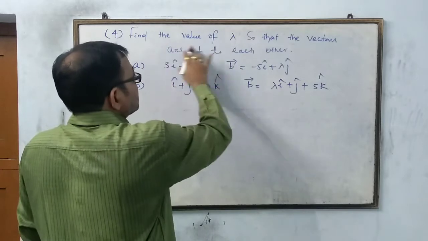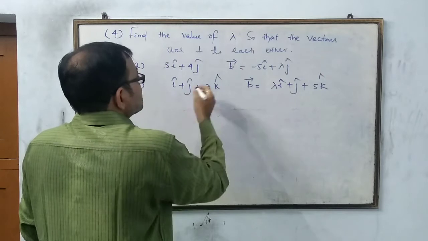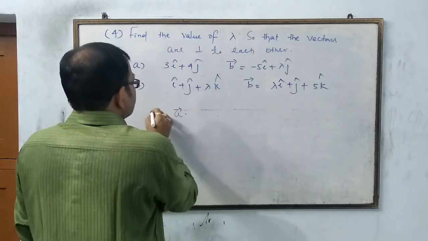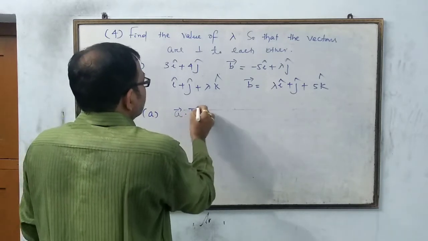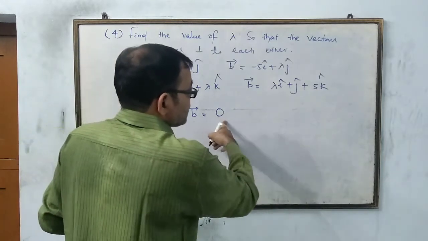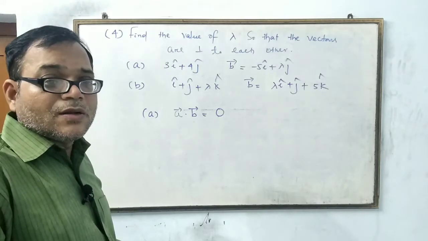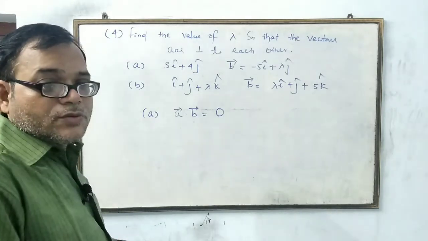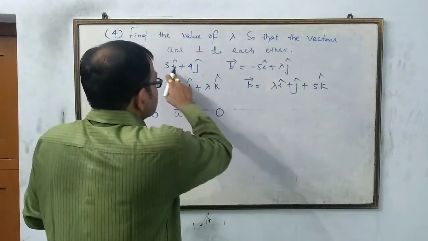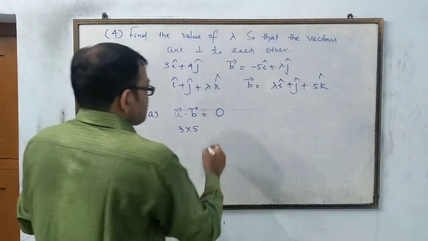I have to find lambda so that the vectors are perpendicular to each other. This means A dot B should be 0. If A dot B is 0, then the vectors are perpendicular. If two vectors are perpendicular then their dot product is 0. You must remember this thing, that A dot B equals 0. So A dot B means 3 into 5 plus 4 into lambda.